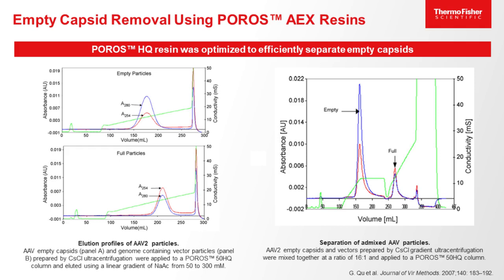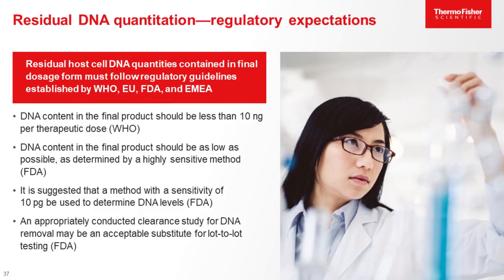When the empty and full capsids are combined at a ratio of 16:1 and applied to the same column with the same gradient conditions, the empty capsid peak presents first, followed by the full capsid peak with baseline separation, demonstrating the resolving power of the resin and also providing a feasible and scalable AAV empty capsid removal process.